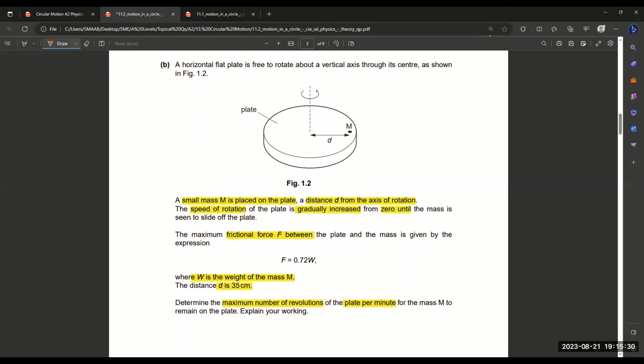Now, any idea how to start the working? If we consider the concept of centripetal force, what will be the direction of centripetal force in this motion? It is always perpendicular to the linear speed. Yes, it is always perpendicular to the linear speed. It means it will always be towards the center. So this is the direction of centripetal force, right?